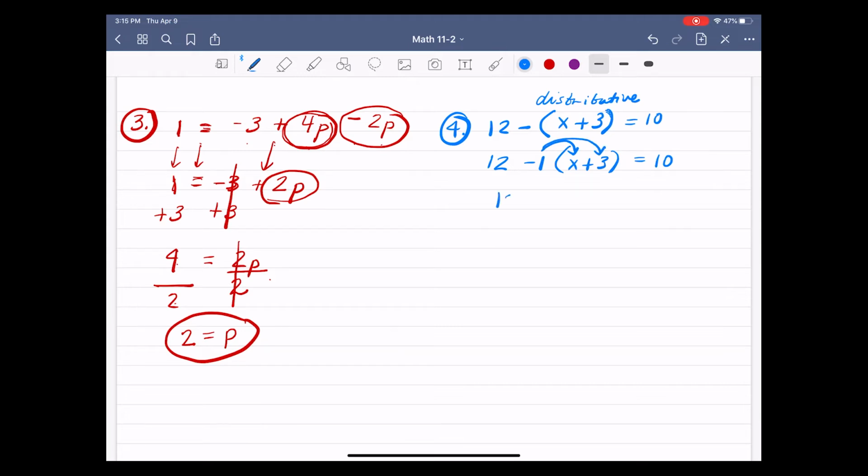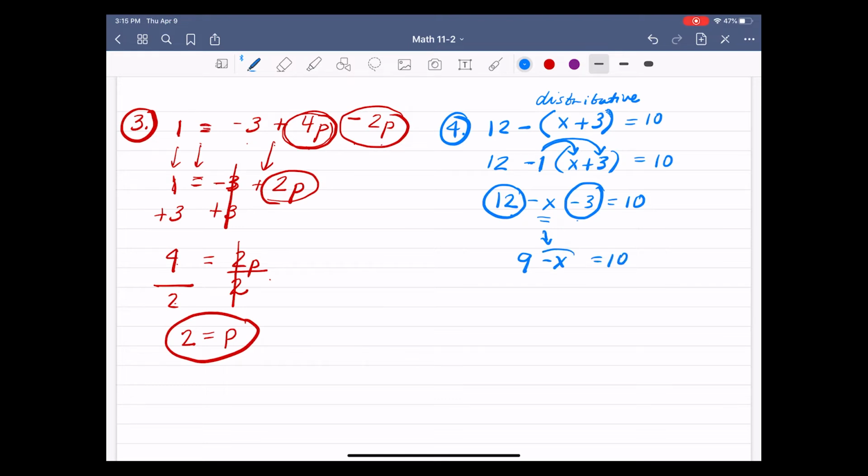So I'm going to get 12, -1 times x is minus x, -1 times 3 is -3 equals 10. Now I can combine like terms. I have no other x's, but I have a positive 12 and I have a -3 here. What is 12 minus 3? That's 9. Bring down our minus x equals 10.